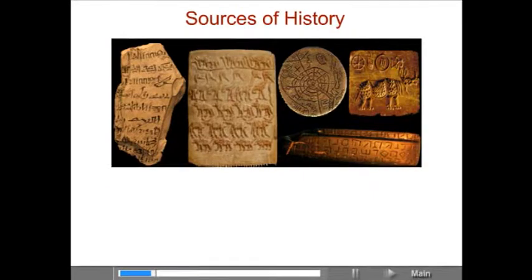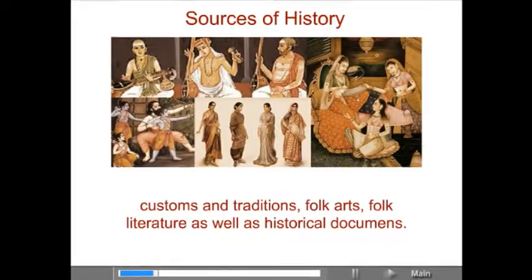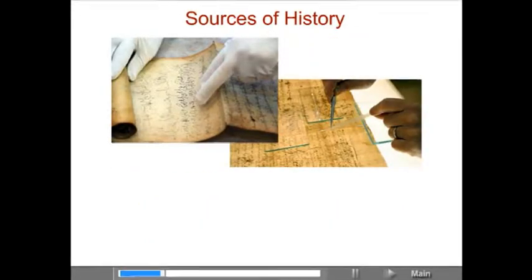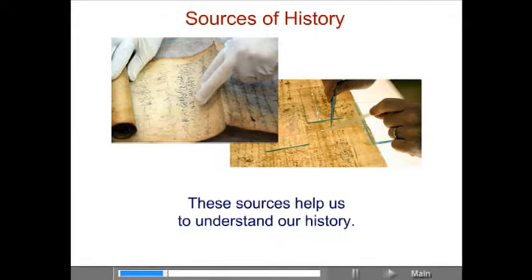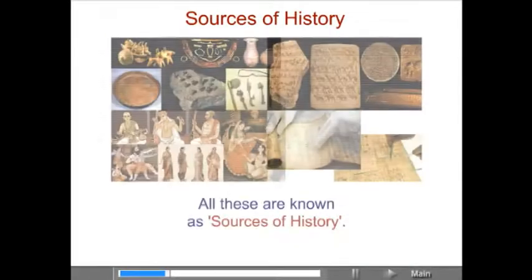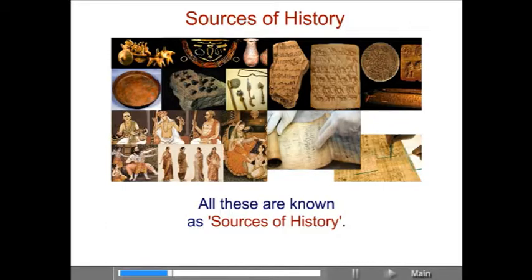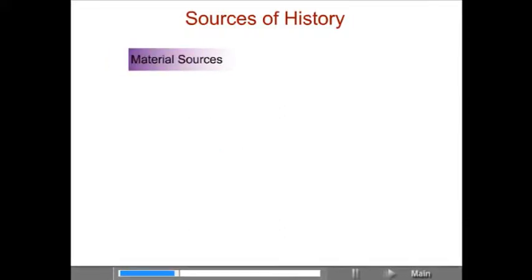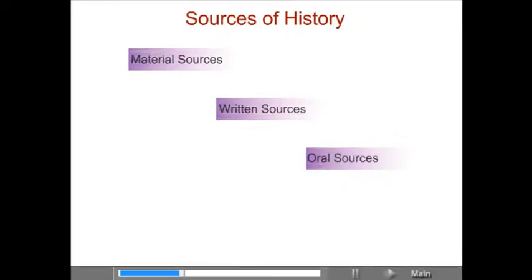they had made, customs and traditions, folk arts, folk literature, as well as historical documents. These sources help us to understand our history. All these are known as sources of history. The sources of history are of three types: material sources, written sources, and oral sources.